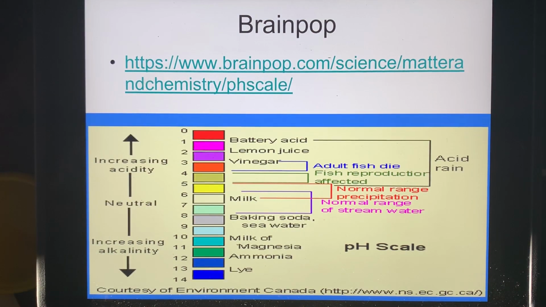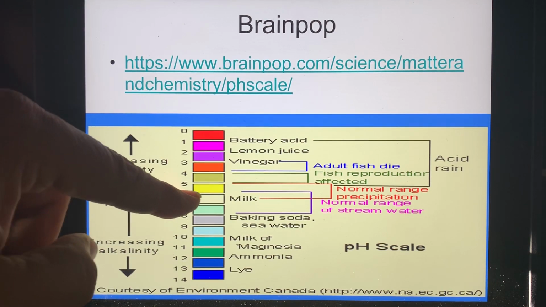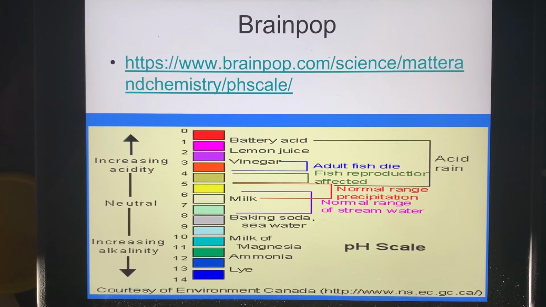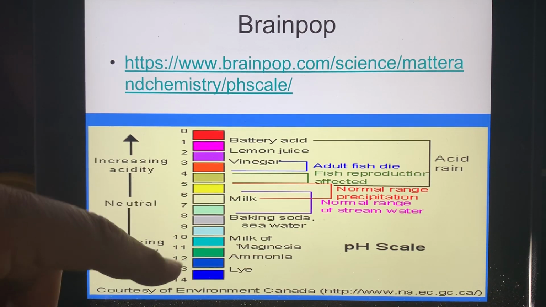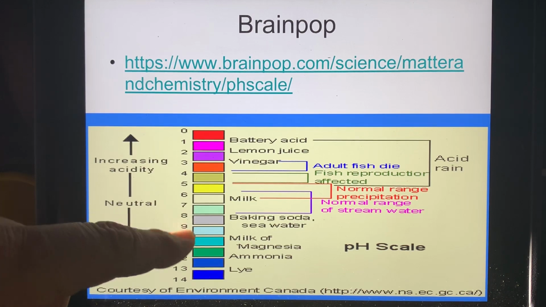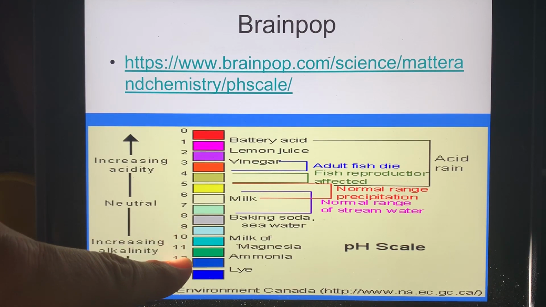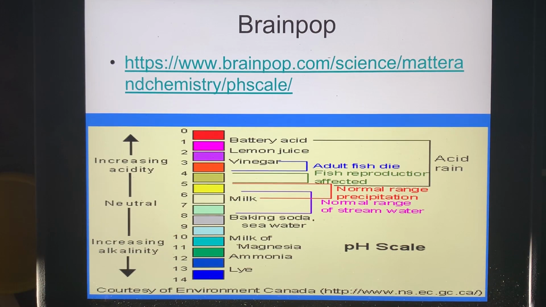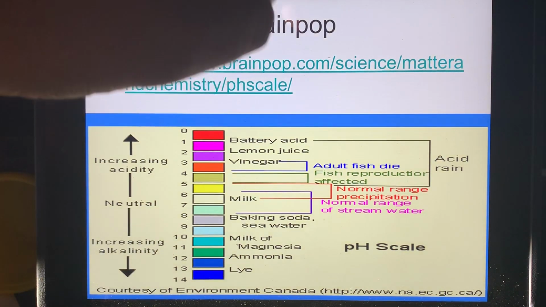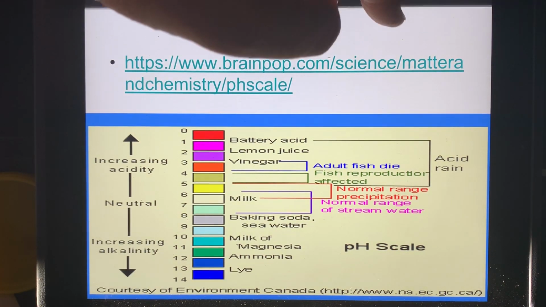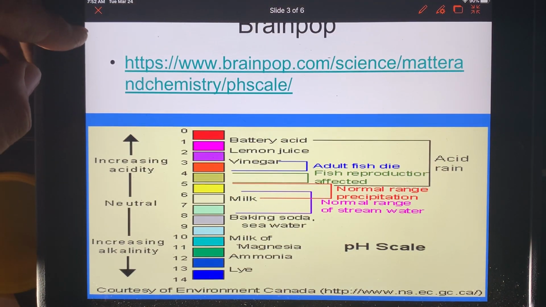Lemon juice is pretty strong. Vinegar is pretty strong, okay? Milk is actually an acid, yes, because milk has lactic acid. 7 is neutral. Salt and water. Over here, above 7, these represent some of the bases, okay? All right, so acids are below 7. Bases are above 7. 7 is neutral. Salt and water. Yes, we know. Funny.